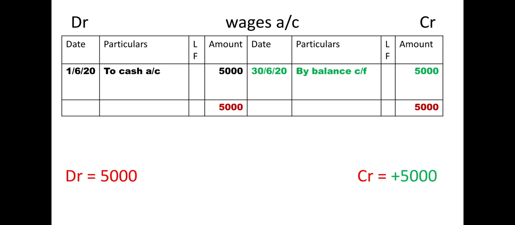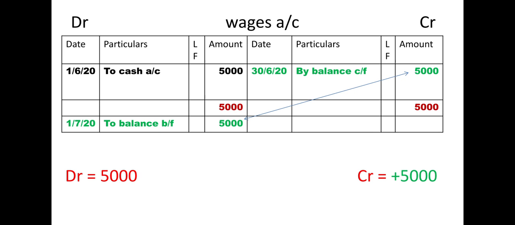Now the answer of June should be transferred to July. So by balance CF will become to balance BF in the next month. Okay, so on the debit side I have transferred the answer on 1st July.